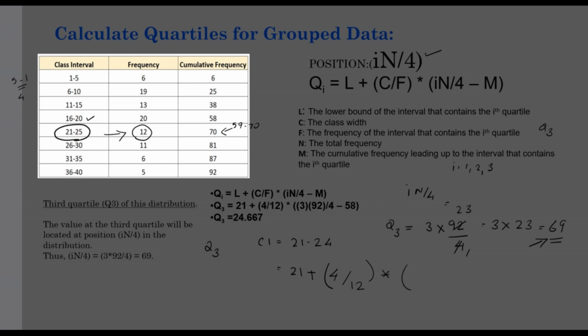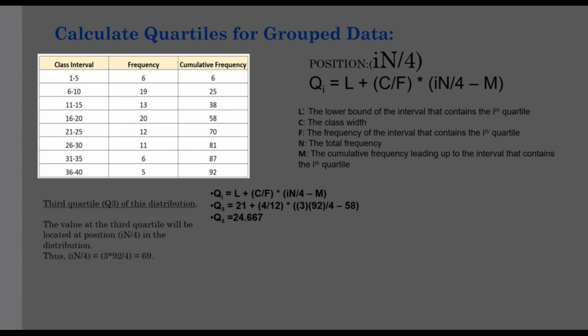Whole into iN by 4, which we have already calculated, so we can replace this value: 69 minus 58. What is M? M is the cumulative frequency leading up to the interval that contains the third quartile, that is the cumulative frequency of the row above, 58. So this is the equation. When we calculate this whole value, we will get Q3 as 24.667.